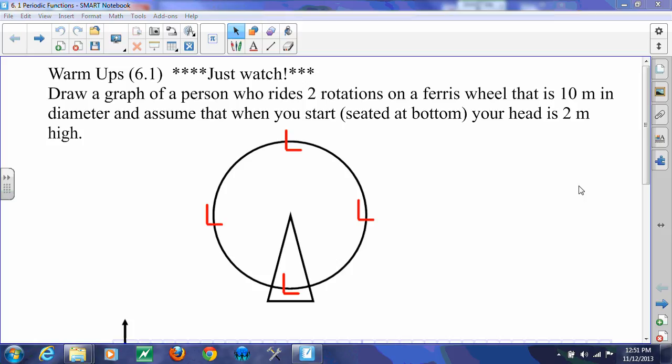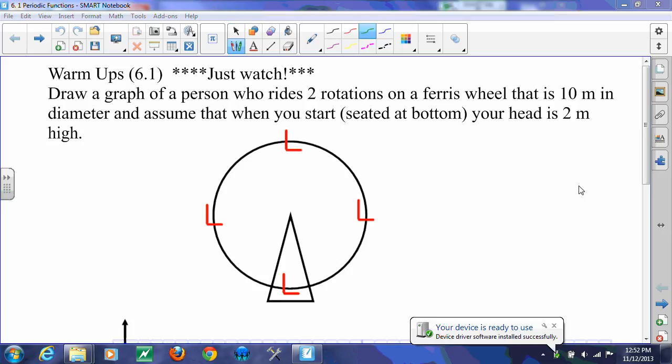To introduce this, we're going to be looking at some types of patterning that either repeat or have some symmetry to it. So just to get us thinking about waves or repeating functions, we're going to take a look at this warm-up. Just watch and pretend you're on this Ferris wheel. Taking a look, ladies and gentlemen, it says we're on a Ferris wheel. Here we go. We're just getting on.